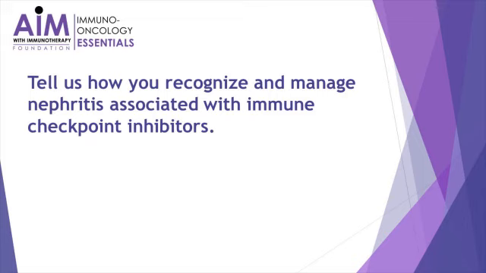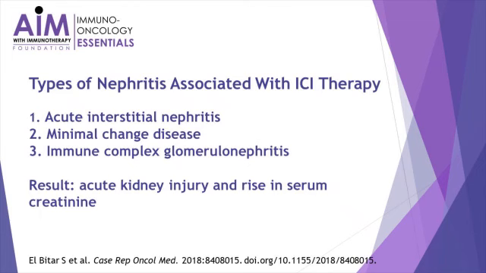Tell us how you recognize and manage nephritis associated with immune checkpoint inhibitors. Renal events are uncommon, with rates perhaps as high as 4% reported in only one study. There have been 3 forms described in the literature. These include acute interstitial nephritis, minimal change disease, and immune complex glomerulonephritis.